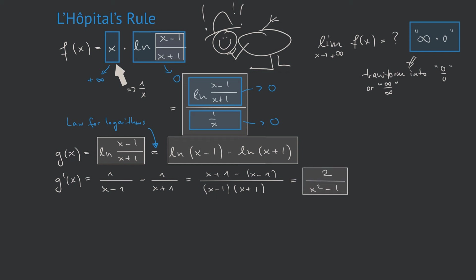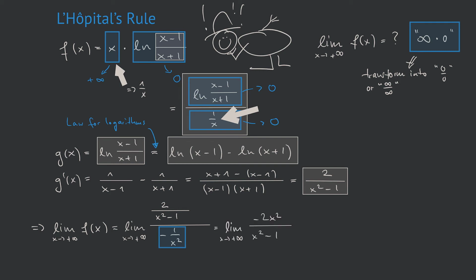Putting things together, we have that the limit of f of x, where x goes to positive infinity, is equal to the limit of 2 over x squared minus 1, over the derivative of 1 over x, which is negative 1 over x squared. Now instead of dividing by a fraction, we can also multiply by the inverse value of this fraction, which gives the limit of negative 2 times x squared divided by x squared minus 1.